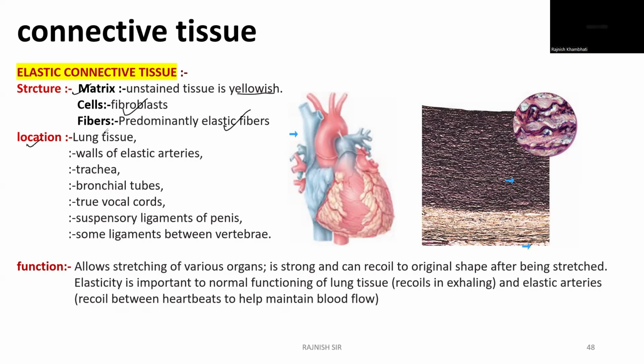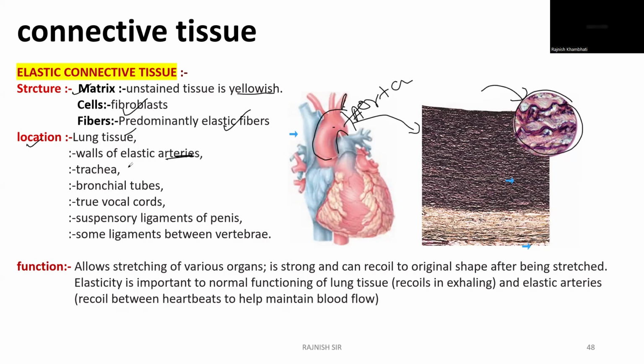So the location is the lung tissue. See, the place where we require elasticity, like a balloon. So lung tissue, because lungs become bigger and then smaller in size while breathing. Then walls of elastic arteries. These are the arteries. Now this is the heart, and this is the aorta. In the wall of the aorta, this tissue is present. You can see how it looks in this picture. So this requires high elasticity.